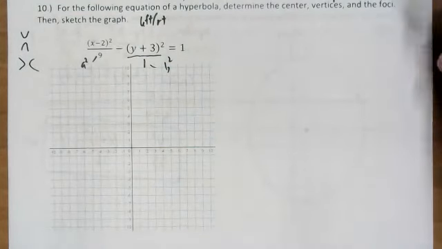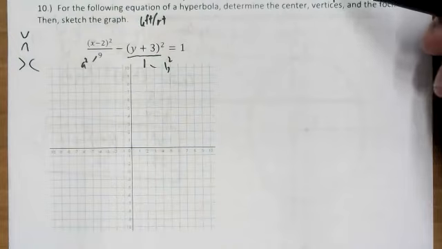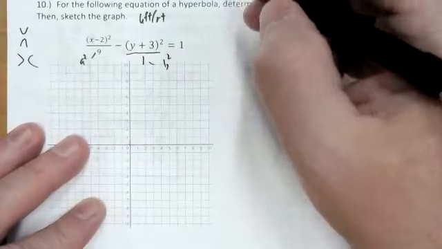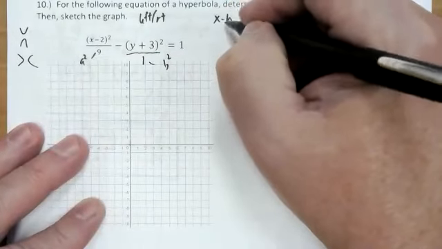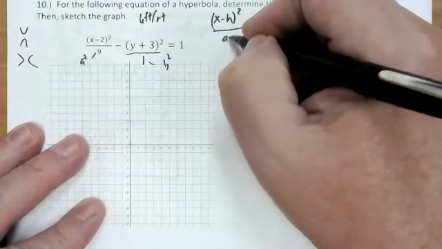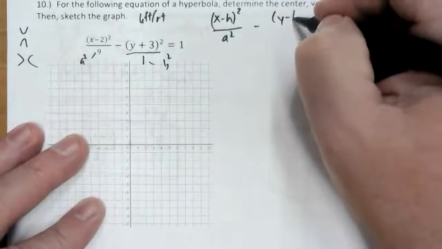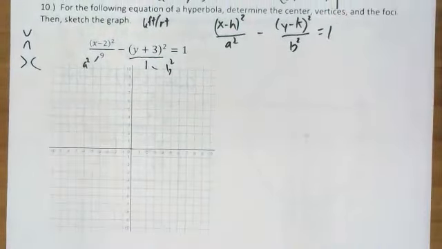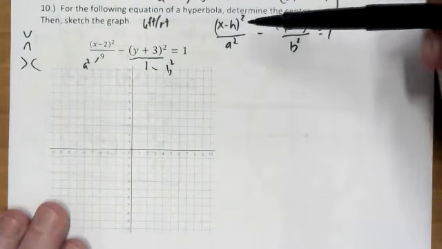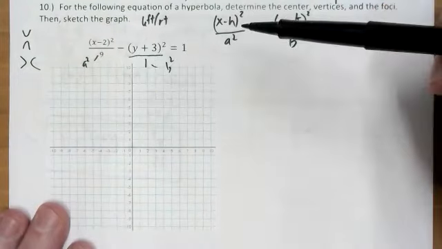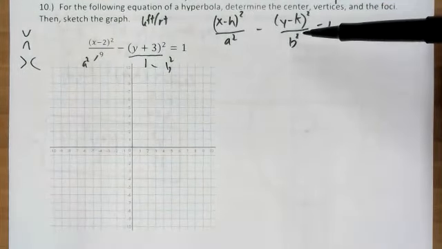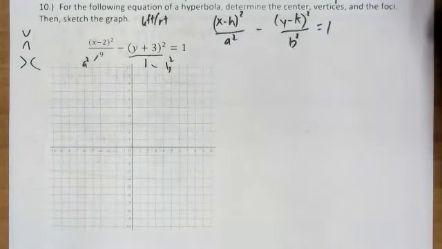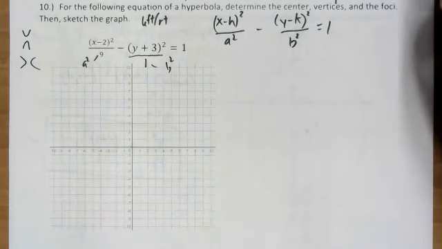Now, if I can figure out the center, the vertices, and the foci, then we can sketch it. So let's write down the standard equation for the left or right hyperbola. It's x minus h squared over a squared minus y minus k quantity squared over b squared equals 1. So from comparing the standard equation to our equation, we can find h and k, which is the center of the hyperbola, and we can find a and b. And as we figure these things out, we'll start to sketch, and you can see how we come up with the sketch of the hyperbola.